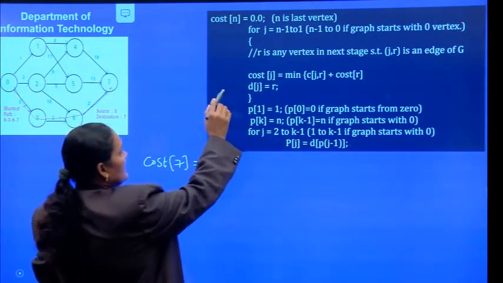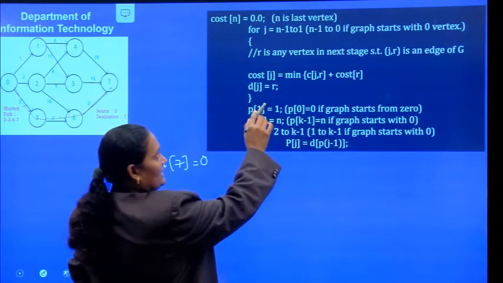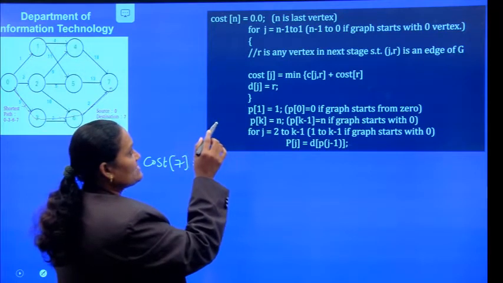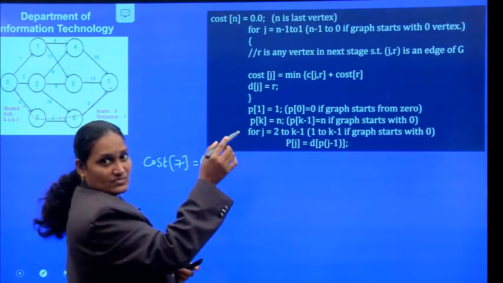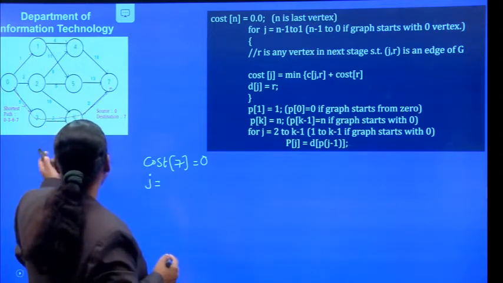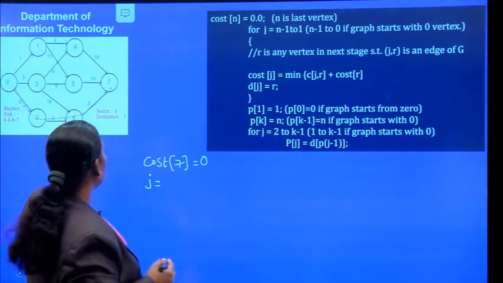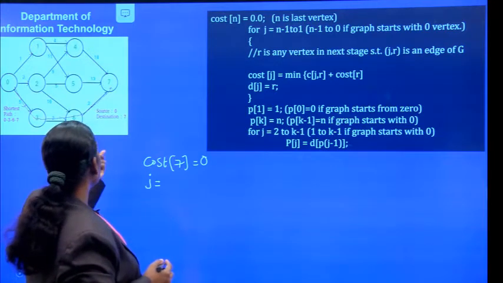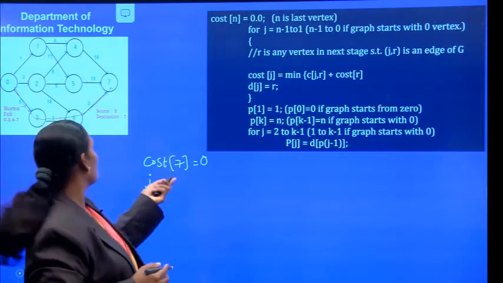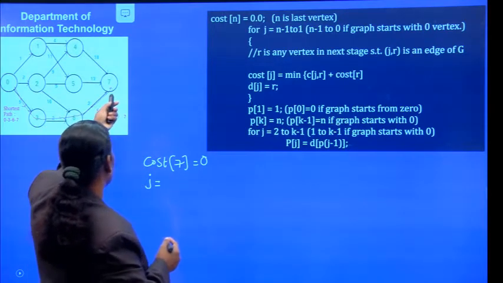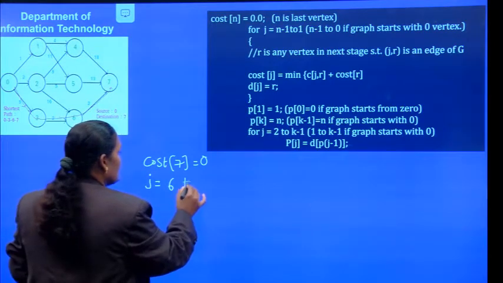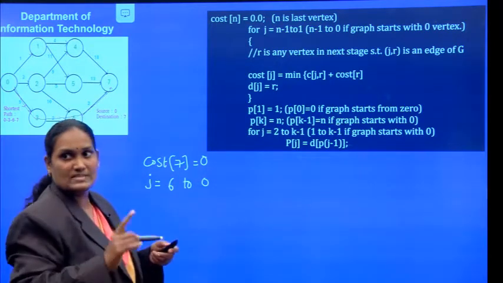Then for j is equal to n minus 1 to 1. But since my graph starts with 0, I need to represent j is equal to n minus 1 to 0. Here my graph contains how many vertices? 8 vertices. n minus 1 means the last vertex, so 7 minus 1 means 6. So j is equal to 6 to 0.